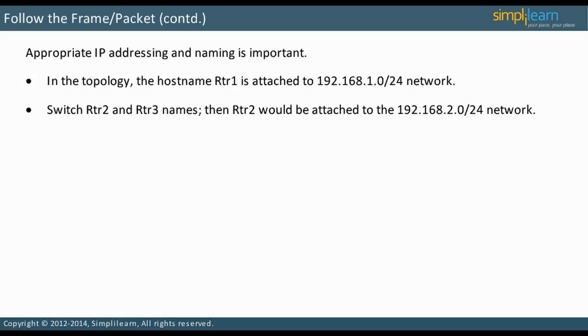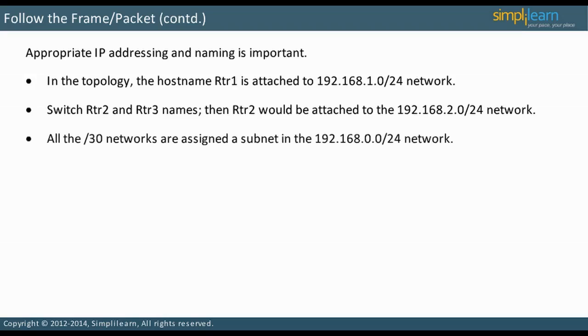Note the addresses used for links between two routers. Only two addresses are needed, so /30 networks are chosen. This is the most efficient use of IP addresses. All these /30 networks are assigned a subnet in the 192.168.0.0/24 network. If there are problems with 192.168.0.0/24 subnets, the network administrator knows immediately that these interfaces affect a large number of users. This signals a major network outage.